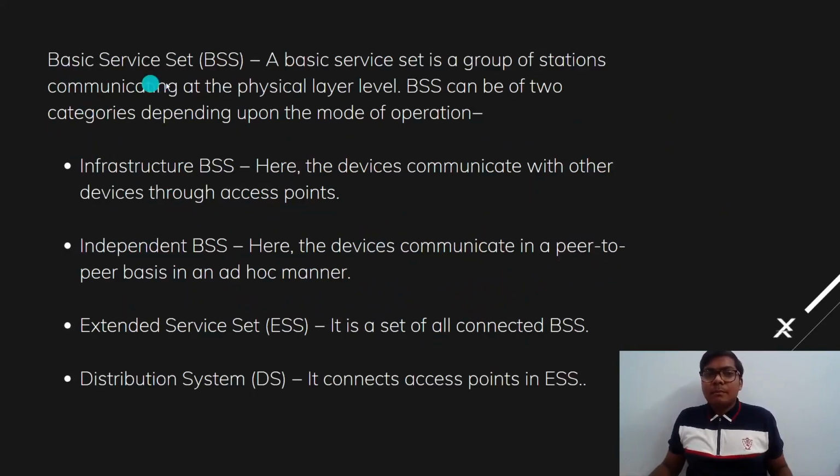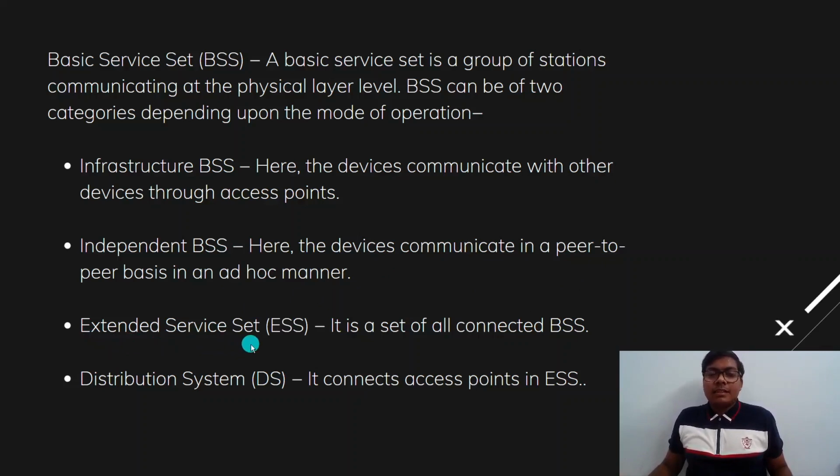Next comes the basic service set, BSS. A basic service set is a group of stations communicating at the physical layer level. BSS can be of two categories depending upon the mode of operation. Infrastructure BSS: here the devices communicate with each other through an access point. Independent BSS: here the devices communicate on a peer-to-peer basis in an ad hoc manner.